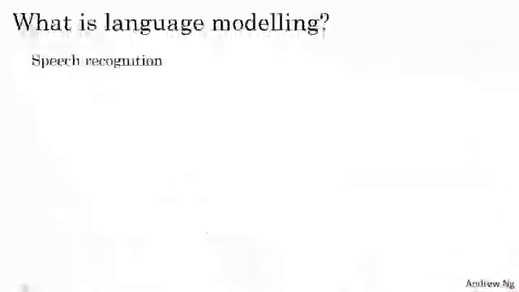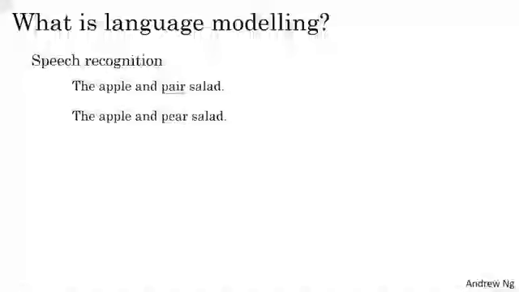Let's say you're building a speech recognition system and you hear the sentence, "The apple and pear salad was delicious." So what did you just hear me say? Did I say "the apple and pair salad"? Or did I say "the apple and pear salad"? You probably think the second sentence is much more likely, and in fact that's what a good speech recognition system would output, even though these two sentences sound exactly the same.